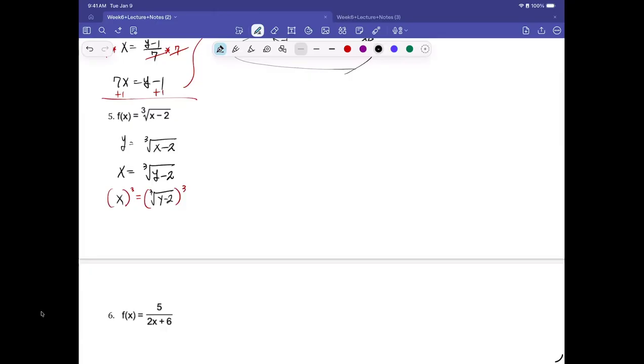Like that. Then you're going to get x cubed is equal to, now the cube root is crossed out, y minus 2. And then I'm going to add 2. And then you're going to get y is equal to x cubed plus 2. Then now you can answer the question like that.